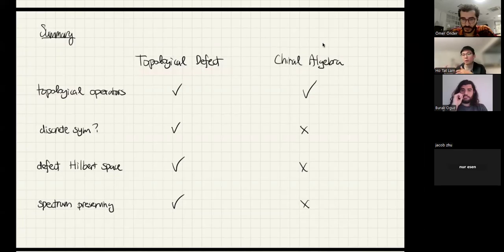While the symmetry operators that we built from chiral algebras are just topological operators, they don't need to have a well-defined defect Hilbert space interpretation. And lastly, because the symmetry operators associated with chiral algebras have explicit space-time dependence, they're actually not spectrum preserving; they generate spectrums, and they give you a tower of states. And this is very different from topological defects. In the case of topological defects, it doesn't change the conformal dimensions, okay? So this is a difference between the two important concepts. But still, they define topological operators, so they define some symmetries.